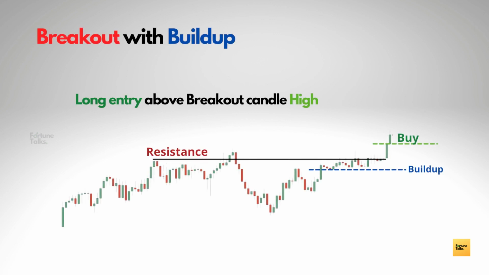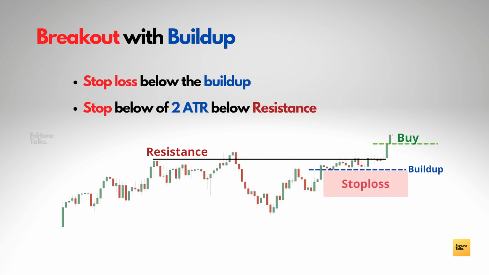So my point is that when you see a consolidation at a resistance, basically a build-up just in front of the area of resistance, this is a sign of bullish strength. In this scenario, I'll be looking to go long, and my trade entry is when the price trades above the breakout candle high, and I will put my stop losses below the resistance level, that is below the low of the build-up or consolidation, or you can even keep it around 2 times the ATR value below the resistance.